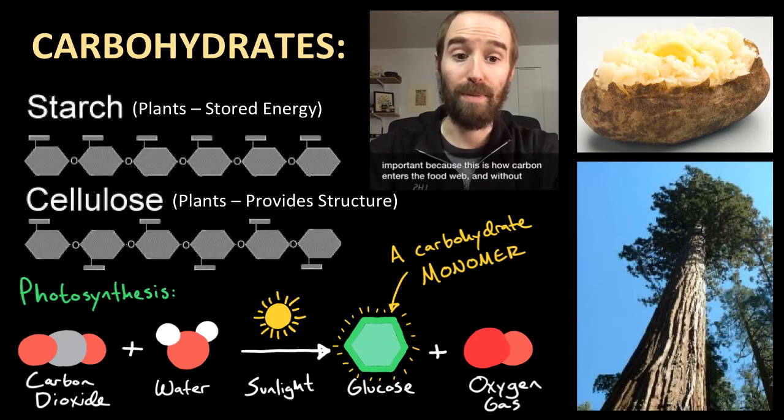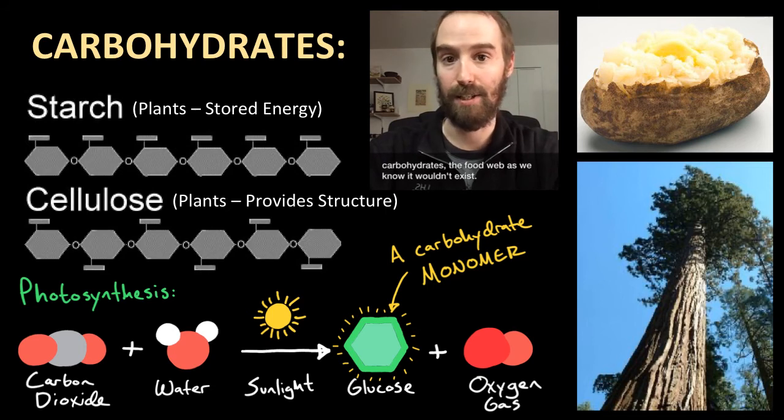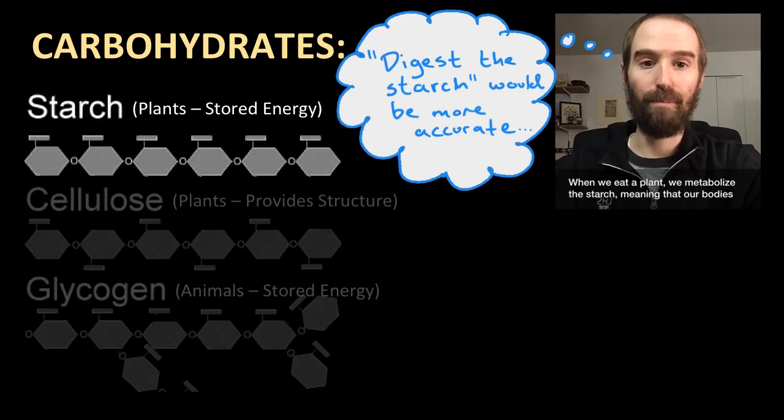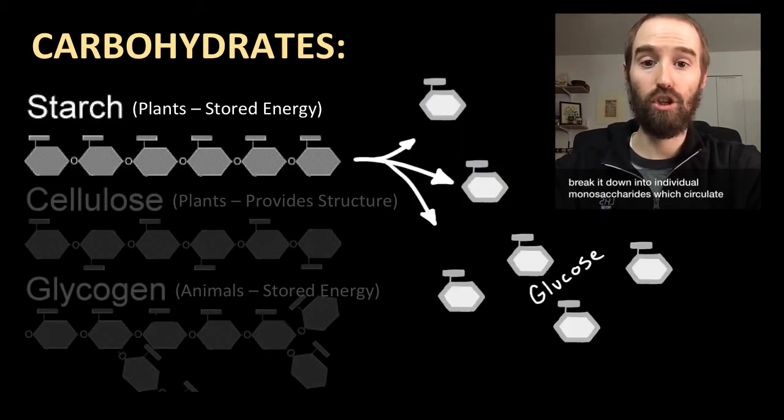This is important because this is how carbon enters the food web, and without plants taking carbon from the atmosphere and using it to make carbohydrates, the food web as we know it wouldn't exist. When we eat a plant, we metabolize the starch, meaning that our bodies break it down into individual monosaccharides, which circulate through our blood as blood sugar.